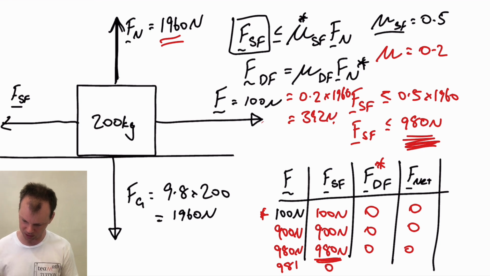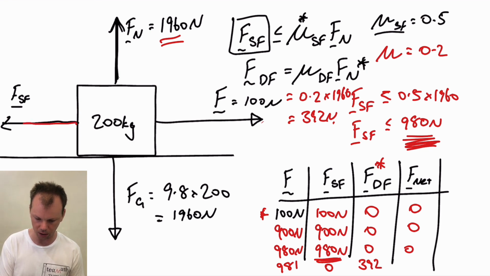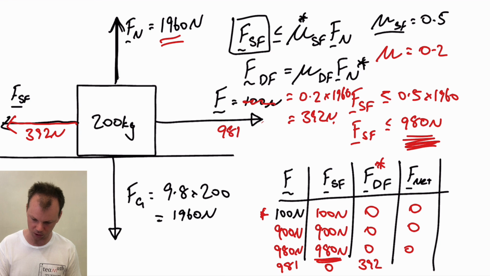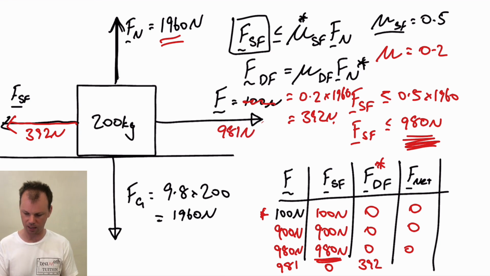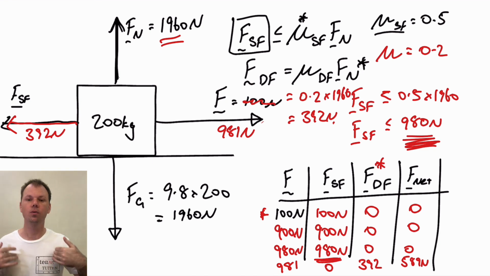So the static friction is going to be 0. This is going to be 392. And it's going to occur in the opposite direction to which we're pushing. So it's going to be 392 newtons. The force we're applying is 981 newtons. So the net force is going to be 981 minus 392. And we get 589 newtons of force. So you can see that we're pushing, nothing's happening. Then eventually we break the static friction threshold. Once we get over that, the dynamic frictional force comes in and the box starts moving. Okay.